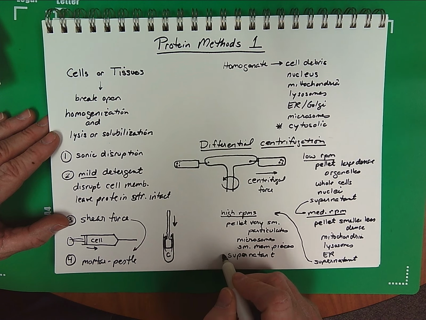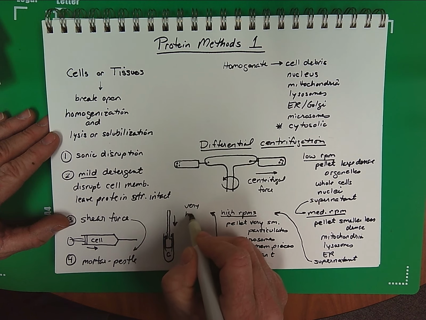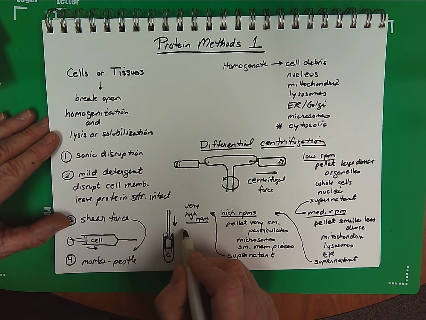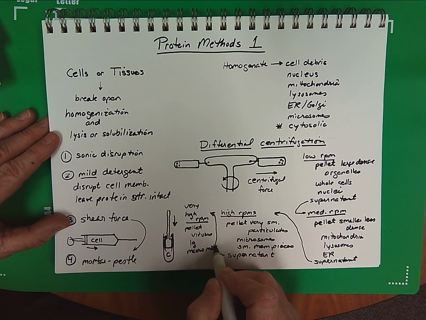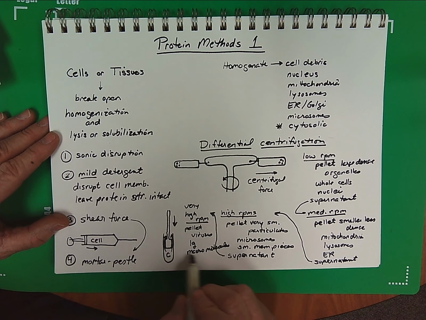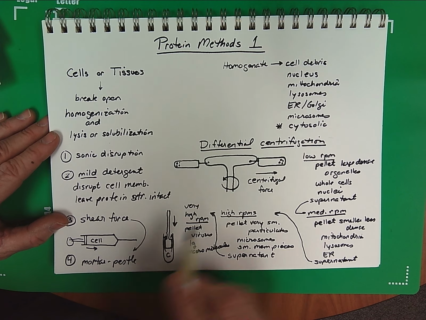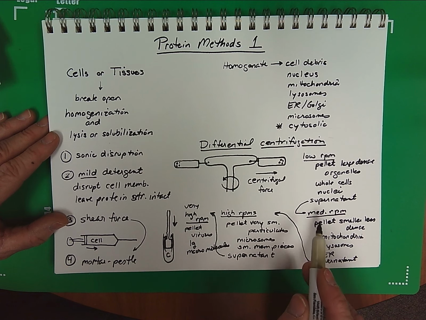And finally, we can take this one step further with very high RPMs. At this point, we will be pelleting viruses and large macromolecules. We can even precipitate or pellet large protein complexes with very high RPMs. So this is the principle of differential centrifugation, because simply we are centrifuging at differential speeds.